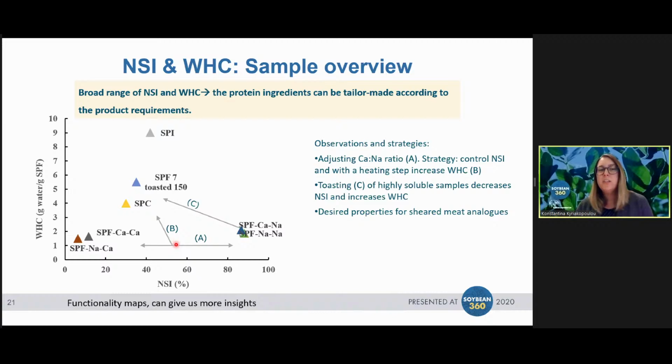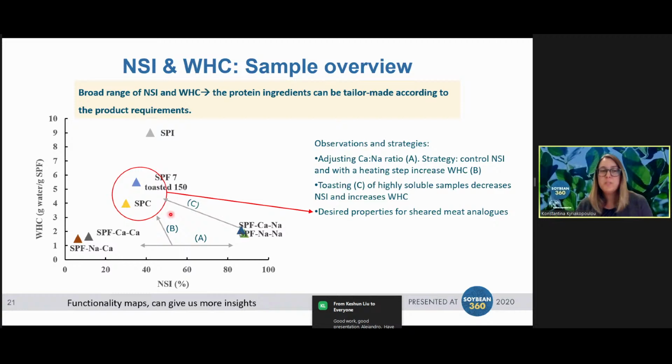And if we look at the desired properties for the meat analogs, as I said in the first part of my presentation, we see that medium solubility is more desired for this application. Medium to high water holding capacity is also a plus, but not too high as we had for the soy protein isolate, the commercial sample. So by creating these functionality maps, we try to get insights about which properties are more relevant for our application.